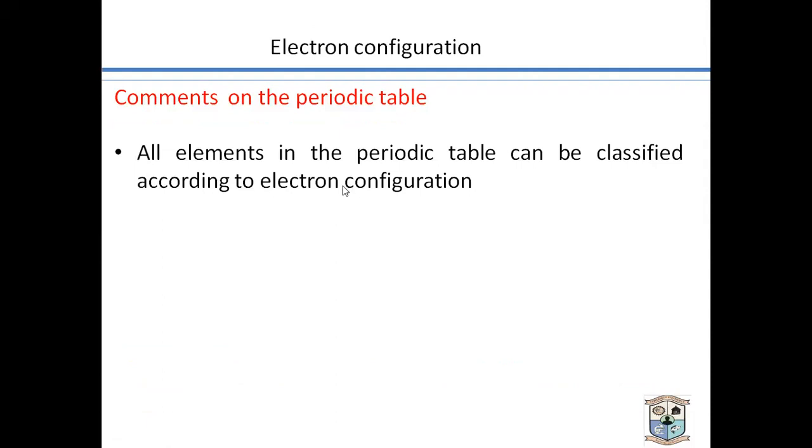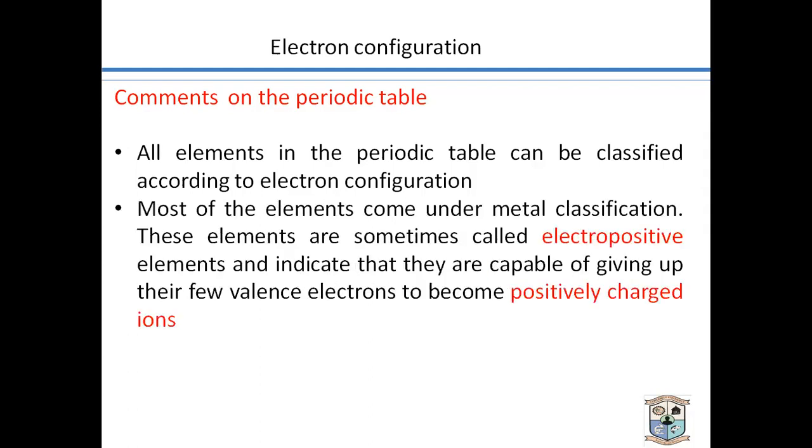Concerning the periodic table, all elements can be classified according to electron configuration. Most of the elements in the periodic table come under metal classification. These elements are sometimes called electropositive elements, which indicates that they are capable of giving up their few valence electrons to become positively charged.